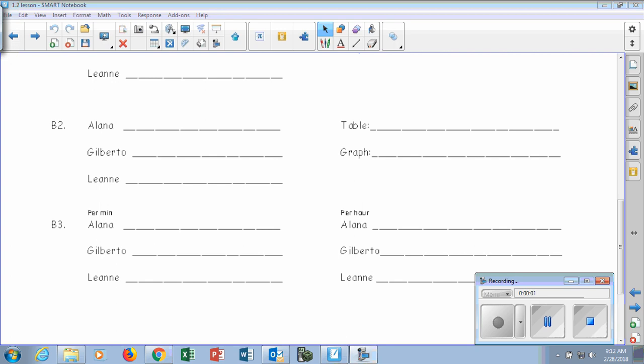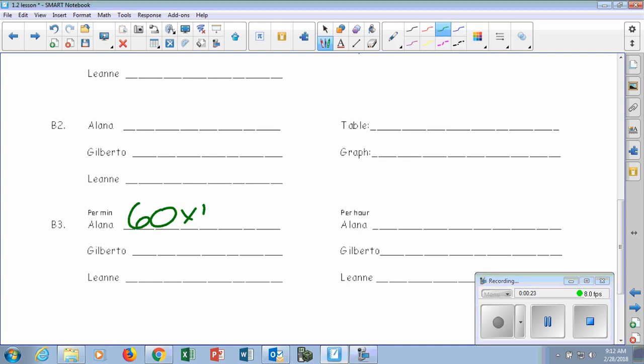Yesterday we started 1.2 notes, and today we are going to continue and finish the notes today. Yesterday we finished off doing B3, which was converting our seconds into minutes, which we know now that 60 seconds is in 1 minute. So when we did those conversions from yesterday, we were doing like 60 times 1, just a little review from yesterday.